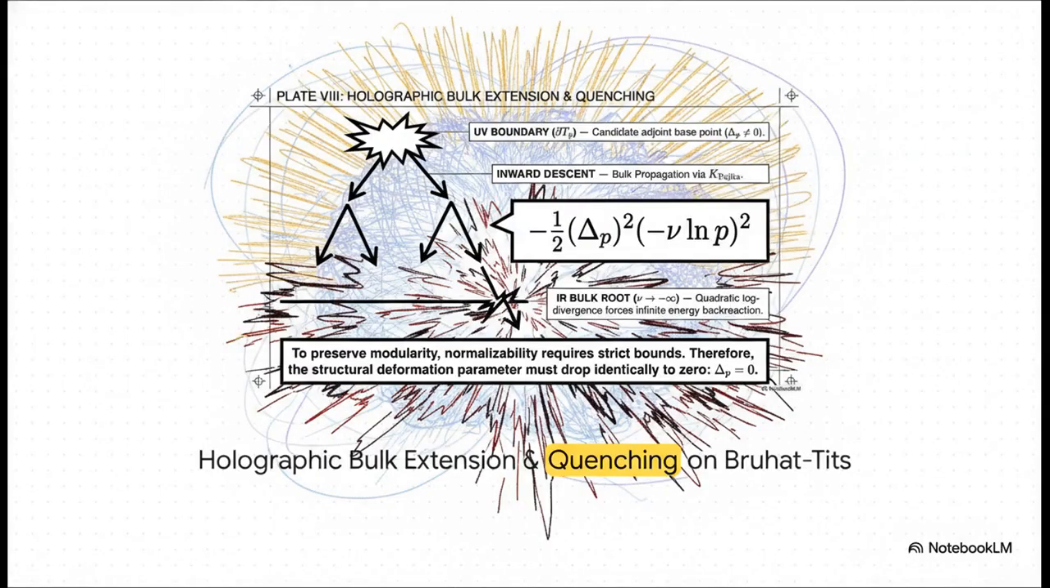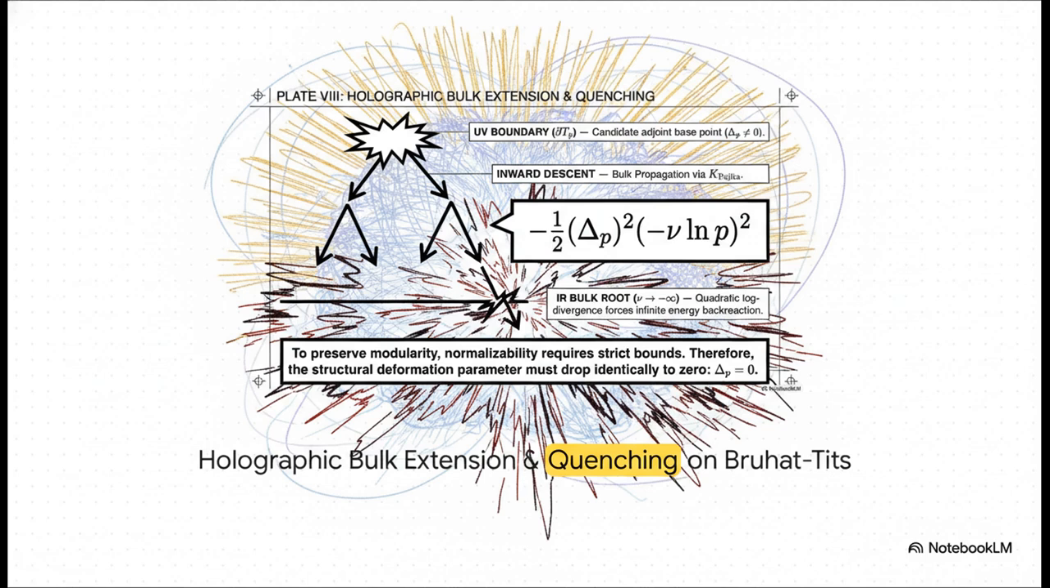Let's trace exactly how that rejection happens holographically on the Bruhat-Tits tree. As we track the inward descent from the UV boundary at the top, where our candidate base point lives, down into the IR bulk root at the bottom, the math gets pretty extreme. We're evaluating the top right corner of our boundary to bulk propagator. Check out the equation: -1/2 Δp² times -ν ln p².